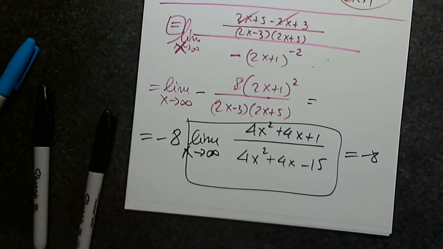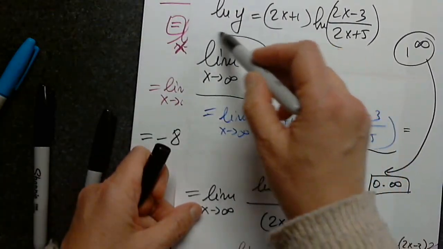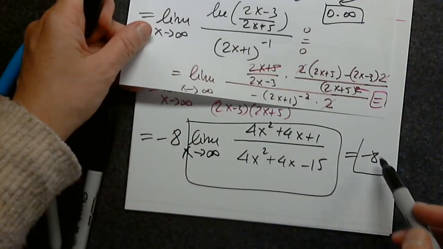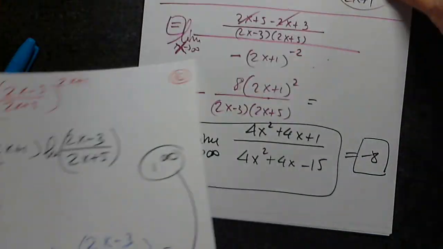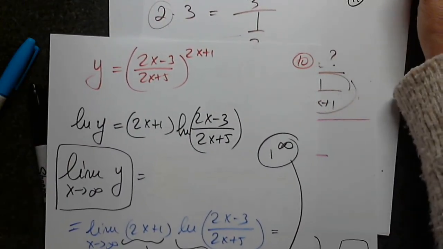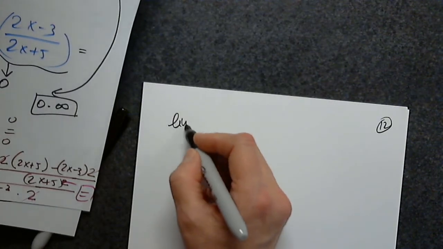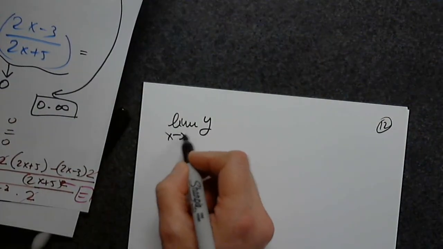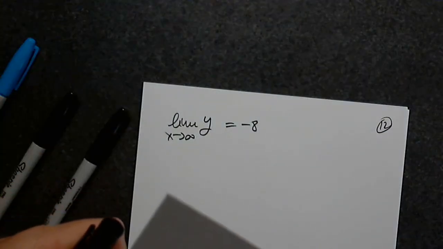Okay. Now, in the final step, I shouldn't say final, there is one more. I have to copy the beginning, and I have to copy the end. So when I copy the beginning, I have limit of y as x approaches infinity equals negative 8.